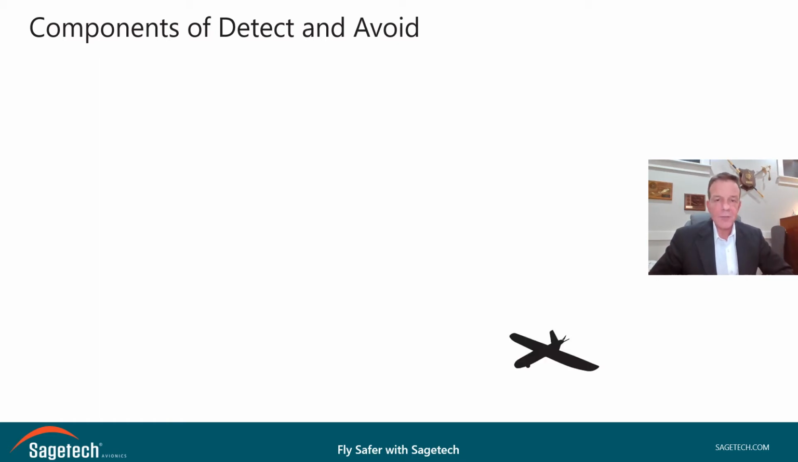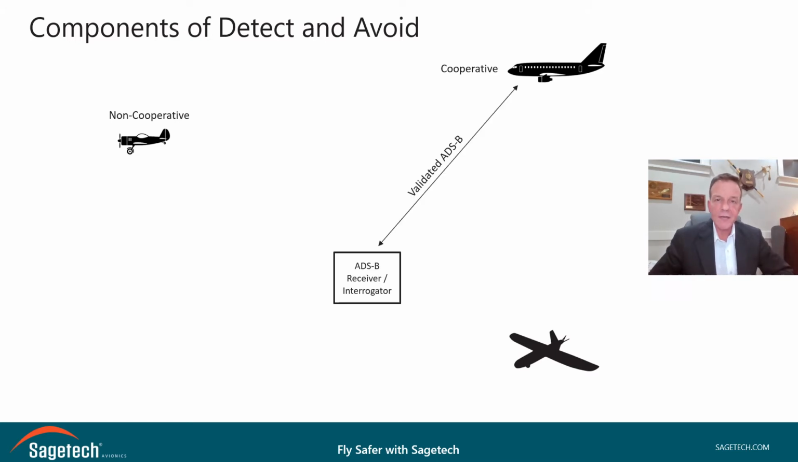A UAS will typically encounter two different types of traffic: cooperative, which has a transponder on board and will usually have an ACAS or a TCAS system on board, and non-cooperative traffic that doesn't have a transponder on board, or it has a transponder that is not operational. Cooperative traffic will provide ADS-B signals. It's important that the UAS then validate those ADS-B signals, since ADS-B is dependent on GPS, which can be easily spoofed. A typical method of validation is through active surveillance or an onboard interrogator.